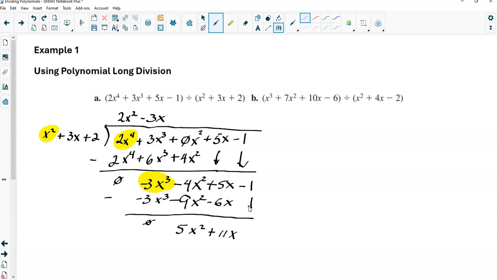And then lower your next term. Then repeat the process again. See how many times x squared fits into 5x squared. In this case, the answer would be 5. The 5 times x squared is 5x squared. 5 times 3x is 15x. Then 5 times 2, that's 10.